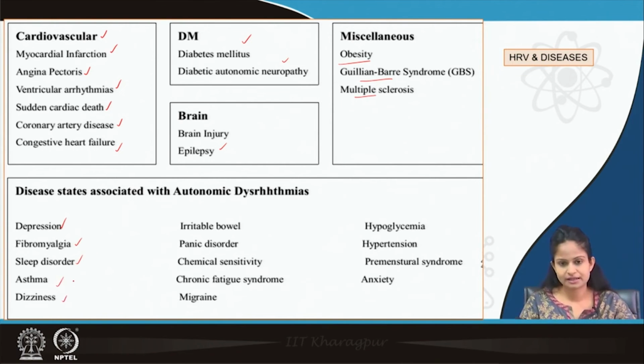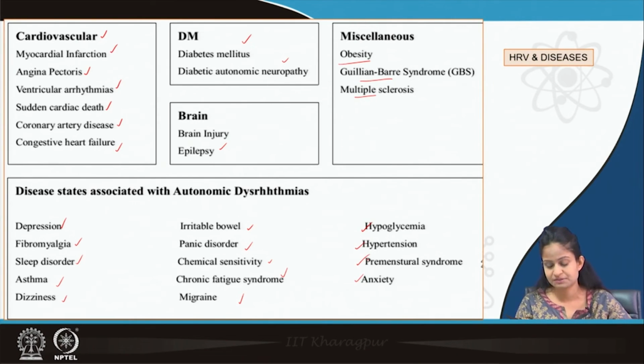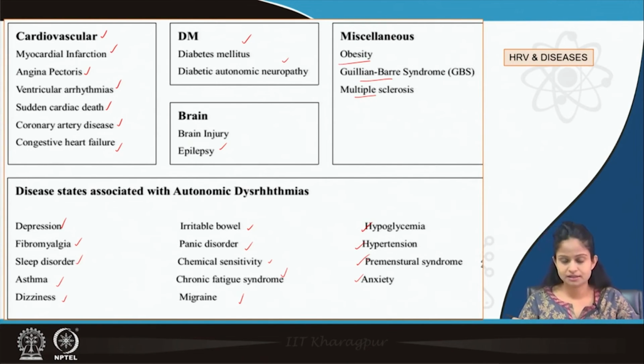Dizziness here actually means orthostatic hypotension, syncope we talk about, irritable bowel syndrome, panic disorder, chemical sensitivity, chronic fatigue syndrome, migraine, hypoglycemia, hypertension, premenstrual syndrome and anxiety. The psychiatric disorders we have are depression, anxiety and chronic fatigue syndrome, and sleep disorders also we have. So, these are all the diseases that we can see, and various work has already been done on this.